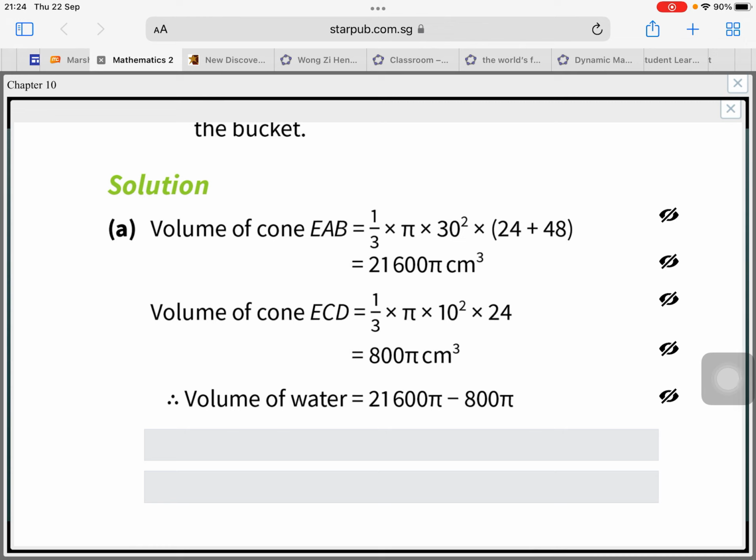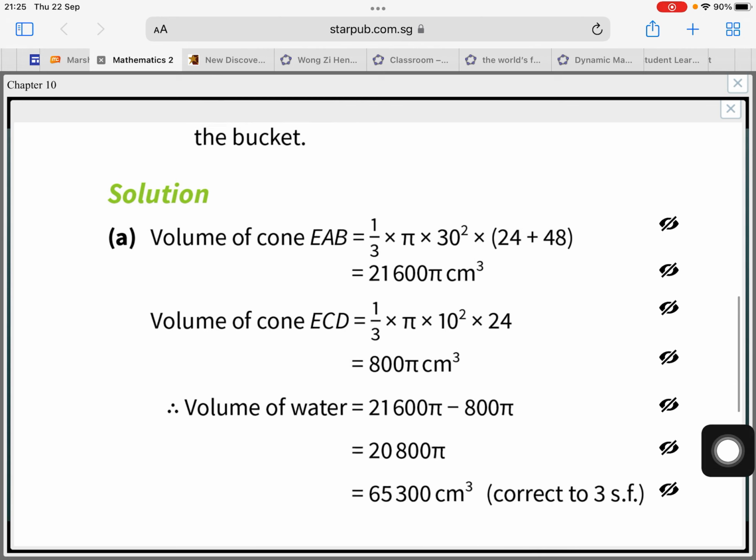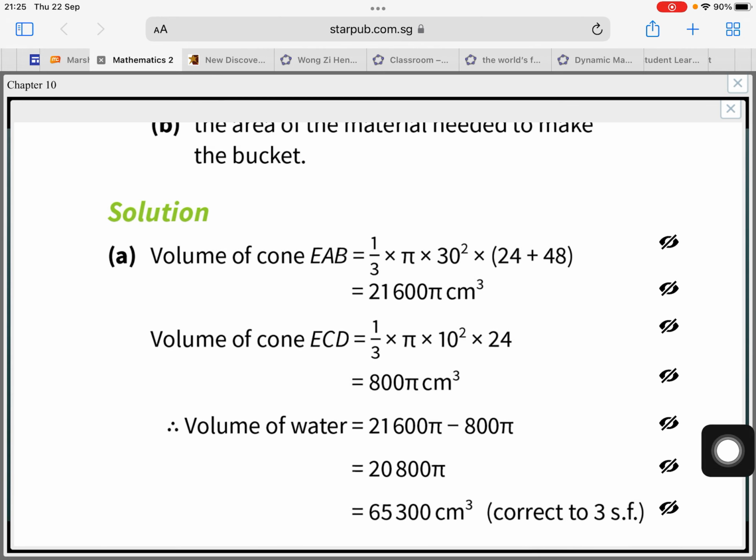In this case, same thing, they did not straight away calculate out the pi, because pi is an irrational number. There's a long string of numbers with it, and when you do any calculations, there will be some rounding off, and the accuracy may be affected. But if you keep it, then you'll be the most accurate. You get 20,800 pi. Multiply by your 3.14 and so on, you should get about 65,300 cm cube. Take note of this volume: your unit should be cm cube, not cm square, not cm. And of course, pi is irrational, so you always correct to 3SF. Just use the pi value from the calculator.